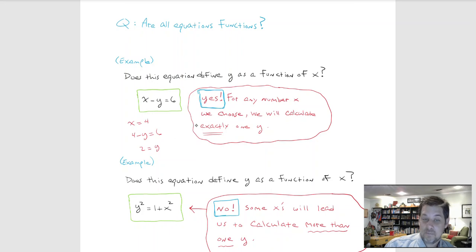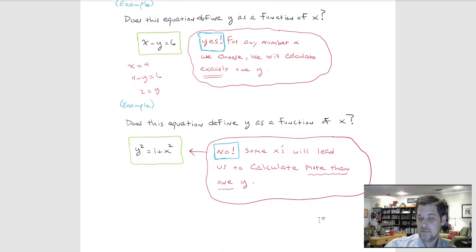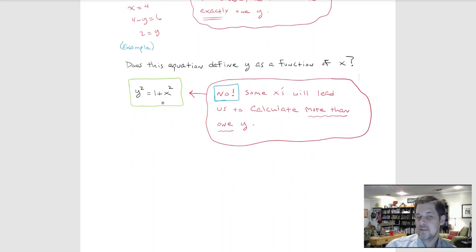For every x that we could possibly plug in, we will only get one y. There's no way that you would get another y value whenever you plug an x in, okay? It's just impossible. You plug the x in, you solve for the y, you'll get one result. Okay, so this equation does define y as a function of x. But here's one that doesn't, okay? This one says y squared equals 1 plus x squared. All right. So this equation does not define y as a function of x because some x's will lead to calculating more than one y.